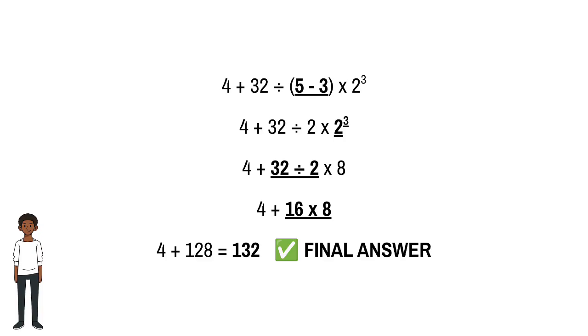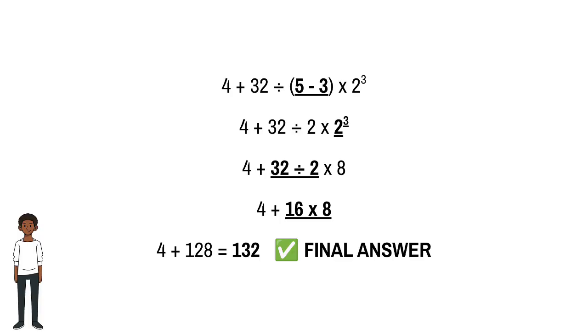Now we have 4 + 32 ÷ 2 × 8. Step 3: Division and multiplication take priority over addition. Move left to right. Division comes first on the left. 32 ÷ 2 equals 16. This gives us 4 + 16 × 8.